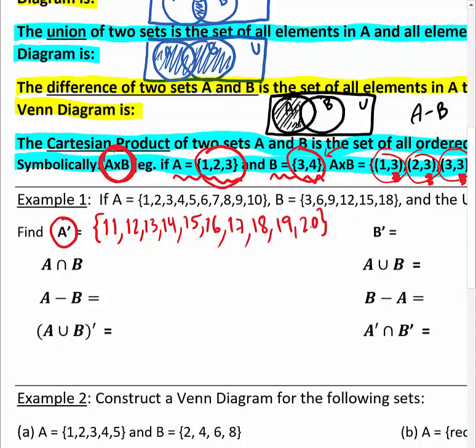Another way to write it: the set of all x such that x is a natural number in the universal set minus A. That means everything in the universal set that was not in A.